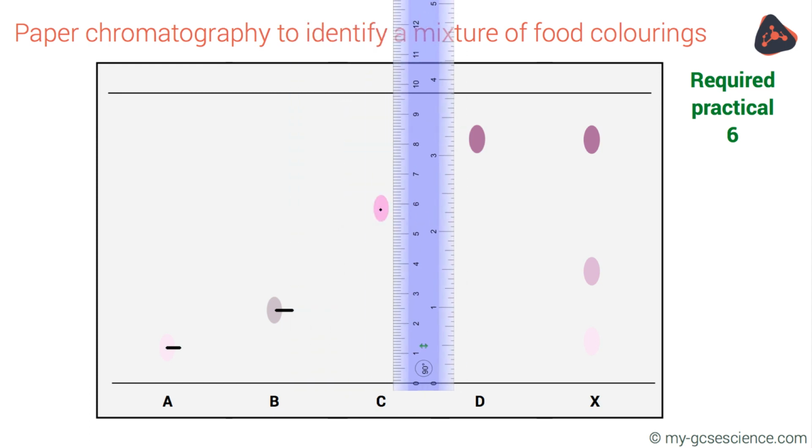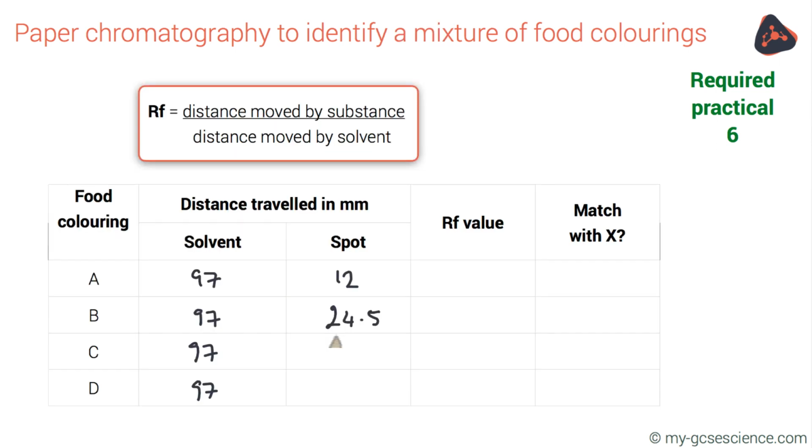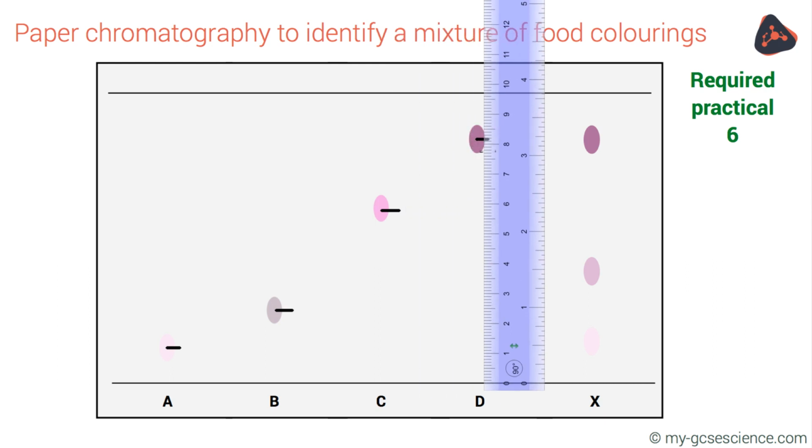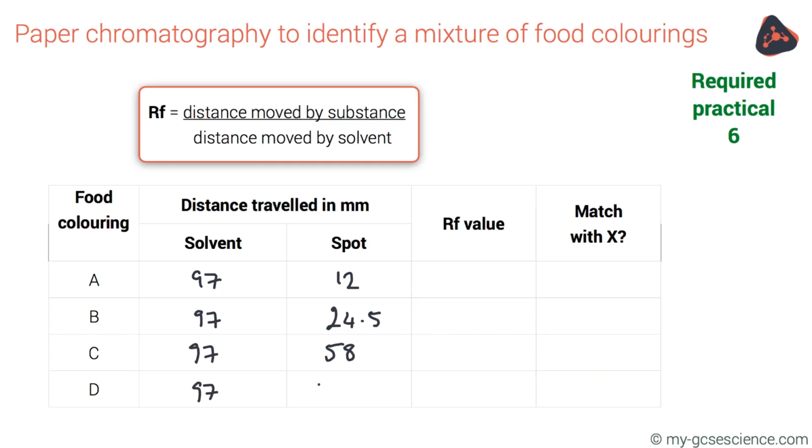Next we've got C. Remember to measure from the centre of the spot, and I would say that that goes to 5.8, which is 58 millimetres. And finally D travelled 8.15, because it's in between 8.1 and 8.2, so that's going to be 81.5 millimetres.